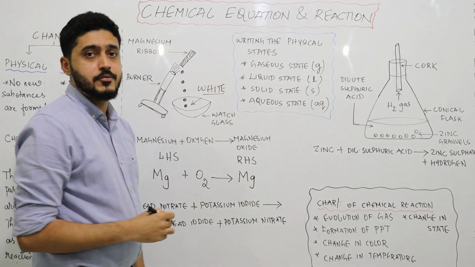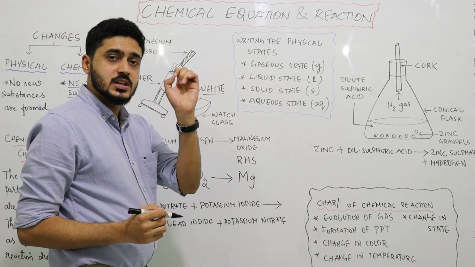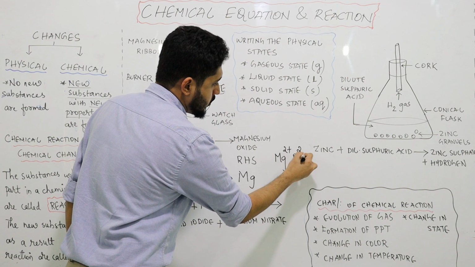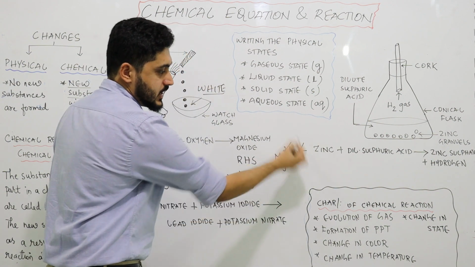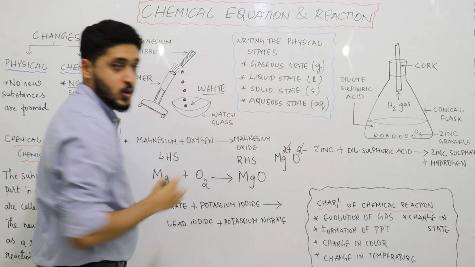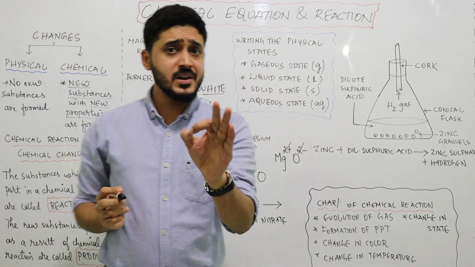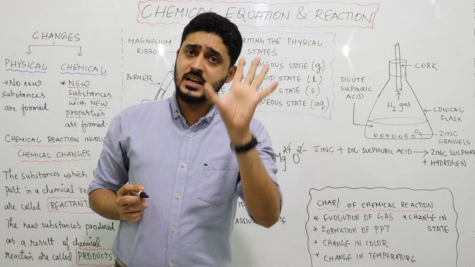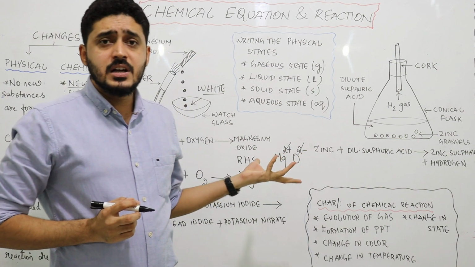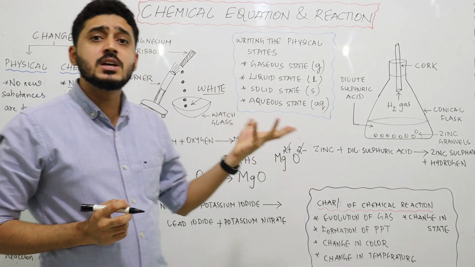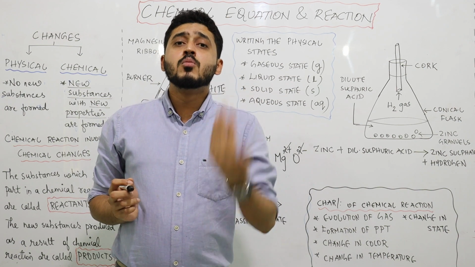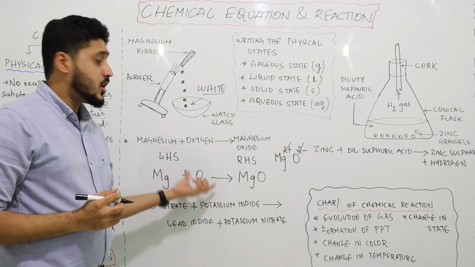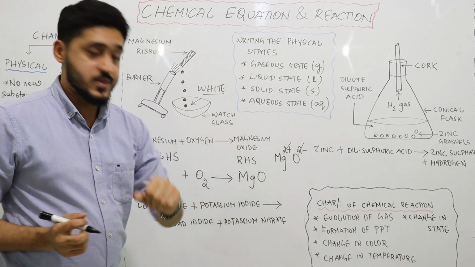Giving you magnesium oxide. How will you write the formula of magnesium oxide? Magnesium is 2 plus, oxygen is 2 minus. Mg 2 plus, O 2 minus. Equal charges will get cancelled, and you will get MgO. Now, what is a chemical equation? It is a symbolical representation of the word equation using the symbols and the formulas of the reactants and products involved.